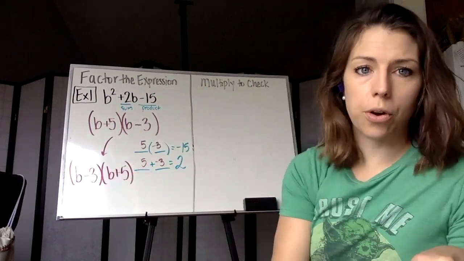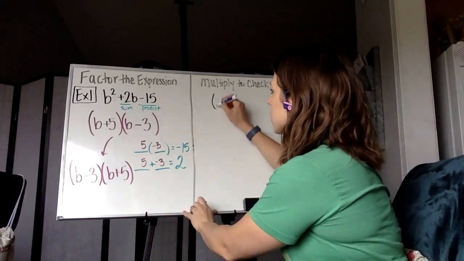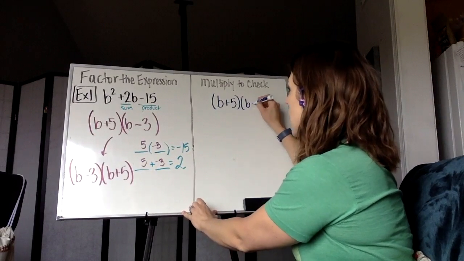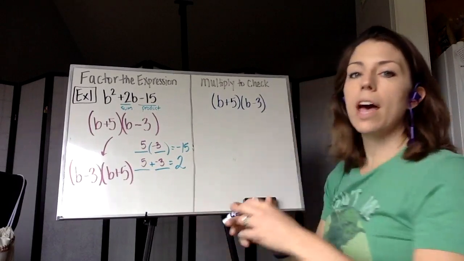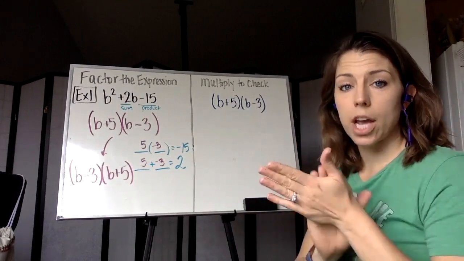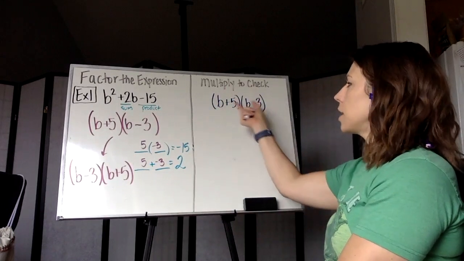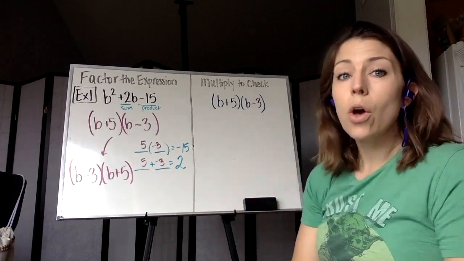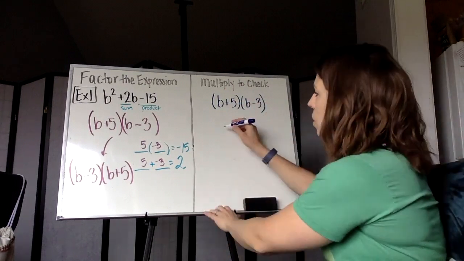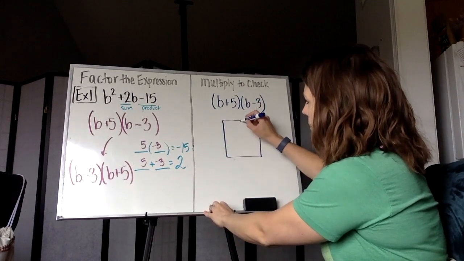Well, how do we know that we're correct? We're going to multiply to check. Now, here's the deal. We can't just use regular old distributive property anymore because instead of a monomial times a binomial, we have a binomial times a binomial. So there's 2 ways to do this. You can either check with double distribute, which means I do b times b minus 3 plus 5 times b minus 3, or we can use area model. I like the area model, as you know, so I'm going to start with that. Draw a window.